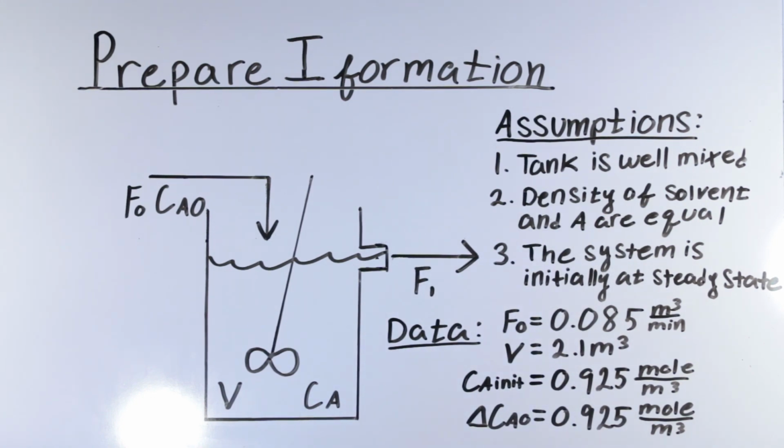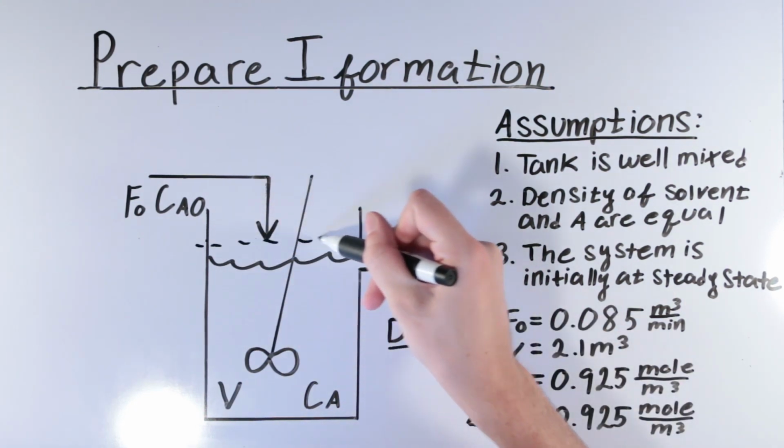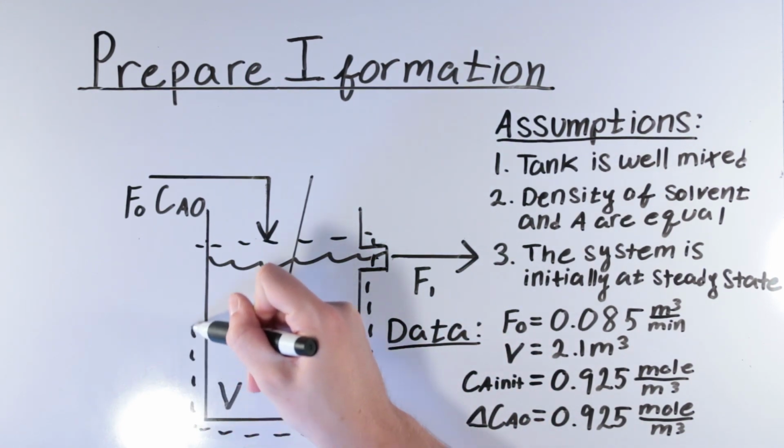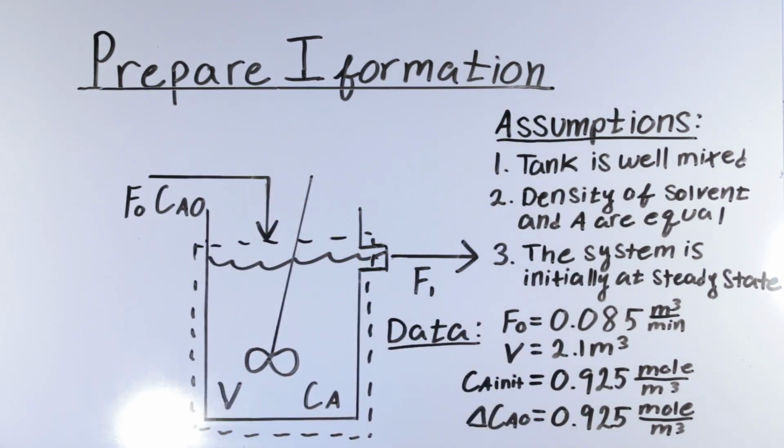In this example, the tank is considered to be well mixed, so the concentration of A may be considered constant throughout the tank and in the outlet stream. The control volume for this system can be represented by drawing a dashed box around the well-mixed region of the tank.